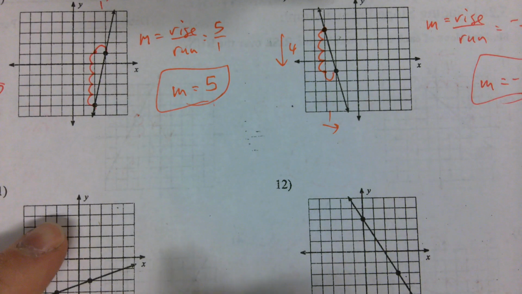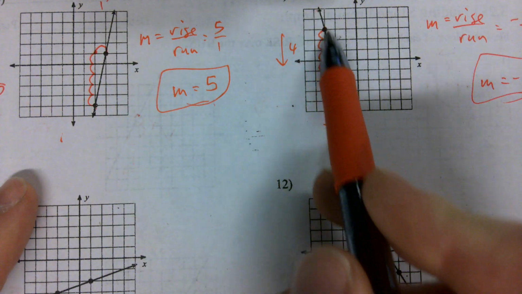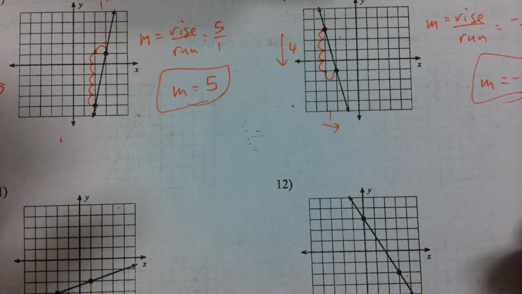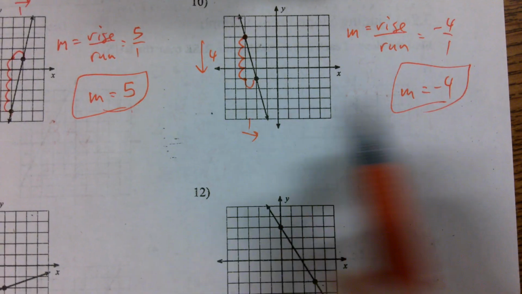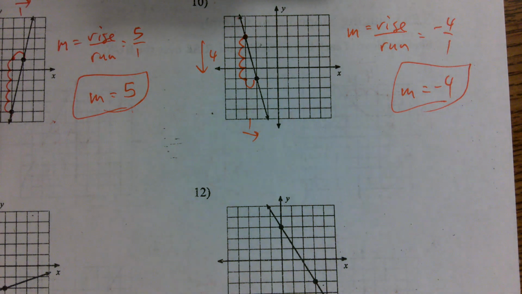If we notice here in number 9, we're going up the hill, and then here in number 10, we're going down the hill. Right? So it's still a very steep slope. It's just negative because of the way that it is sloping downhill from left to right. Down to 11 and 12.